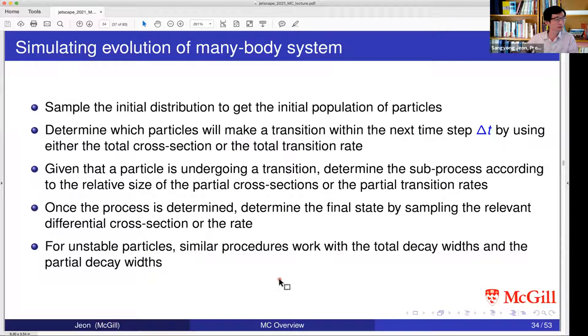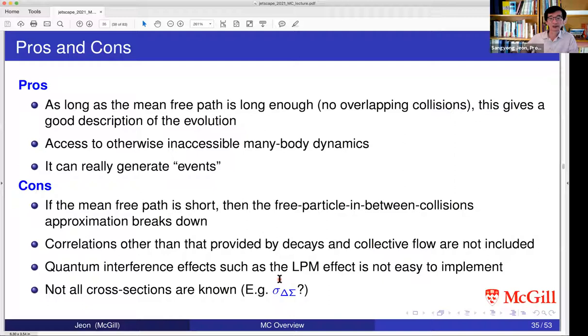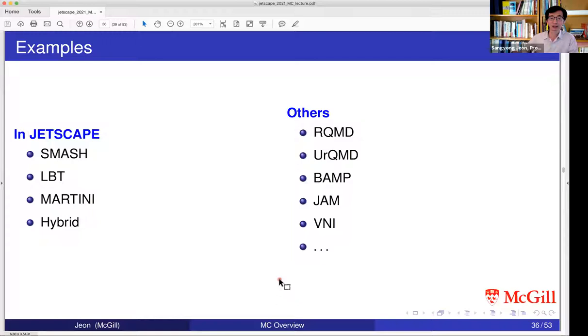All right, I'm going to skip this because I'm running out of time. It's basically rehashing the same thing. There are examples: SMASH, LBT, Martini, Hybrid, and those inside JETSCAPE, also RQMD, UrQMD, BAMPS, JAM, and so on. They all follow basically the same principle. Of course, implementations vary widely between these programs.